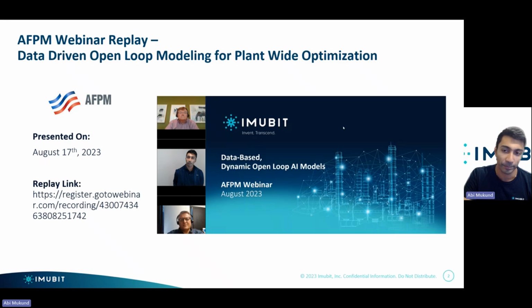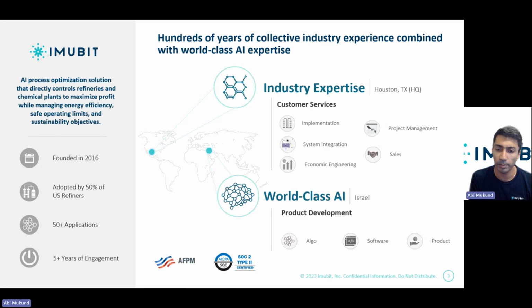During this webinar, we can talk about this concept of building this virtual simulation of a plant. So I'll first start out with a very high level introduction of who Imubit is. If you haven't heard about Imubit, we developed an AI process optimization solution where the AI itself is directly controlling and optimizing the plant, specifically refineries.